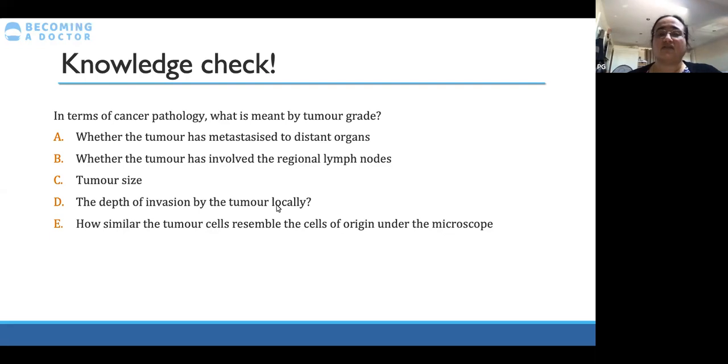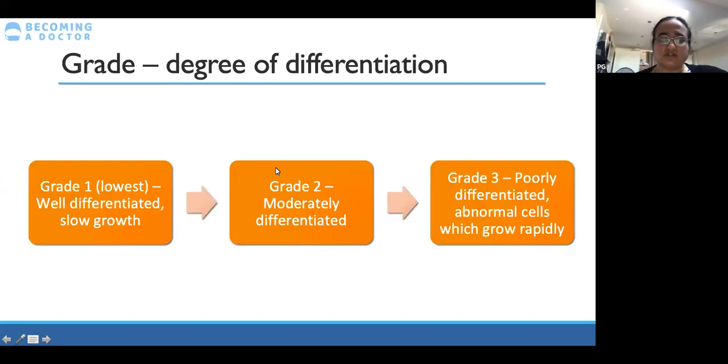So if you have a low-grade tumor, you have a well-differentiated tumor. And if you have a high-grade tumor, you have a poorly differentiated tumor. So that gives you an idea about it. So I'm not saying that every tumor has 3 grades.